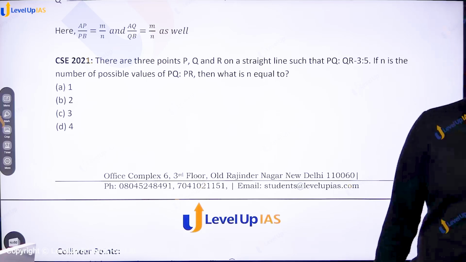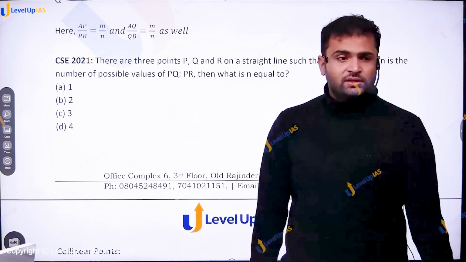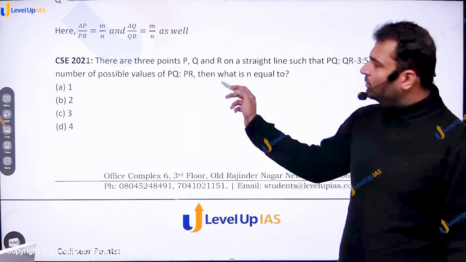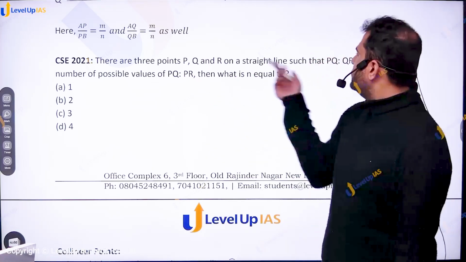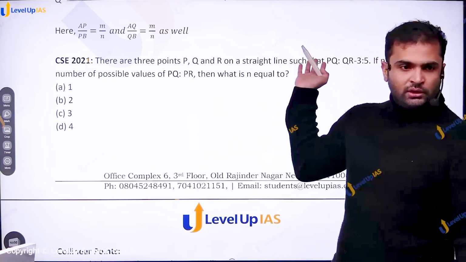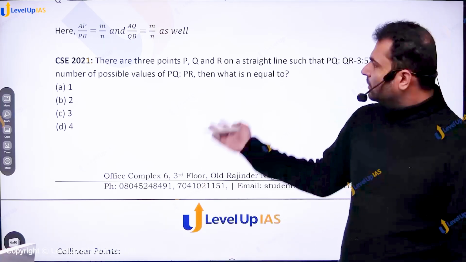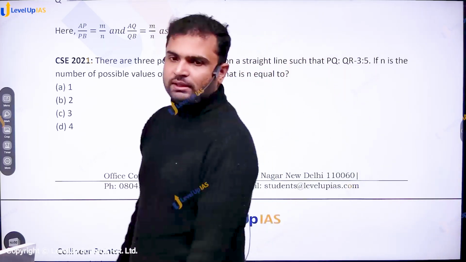Now, why are they different? Because a different ratio is asked. PQ is to QR is not asked. PQ is to PR is asked. That is why we will get 2 different ratios. If PQ is to QR पूछा होता तो same ही है ratio. Then answer would be 1 of course. But PQ is to PR पूछा है, that is why answer is 2.